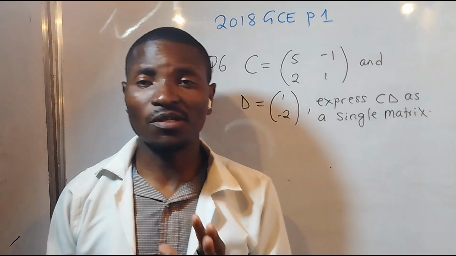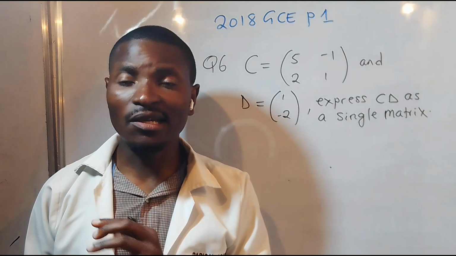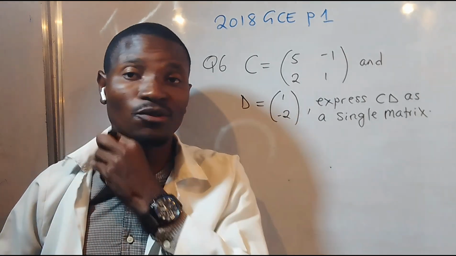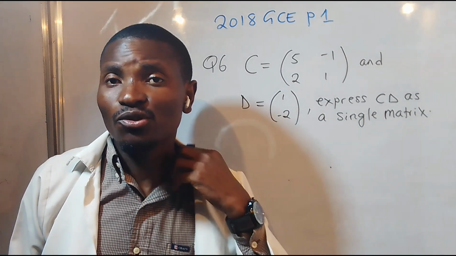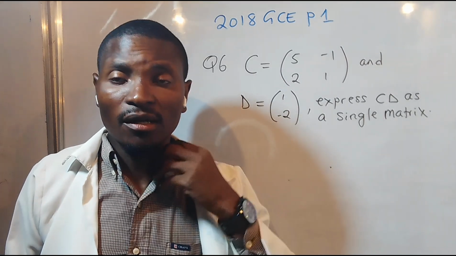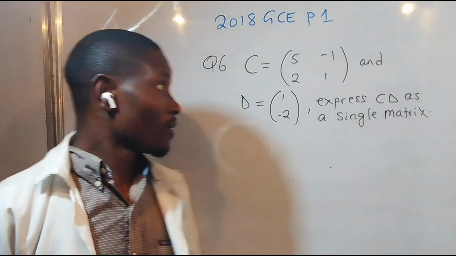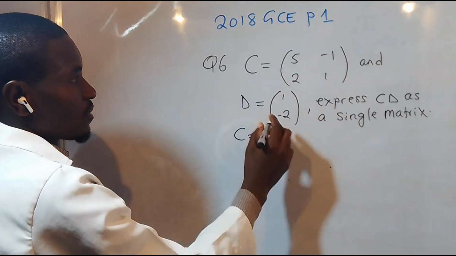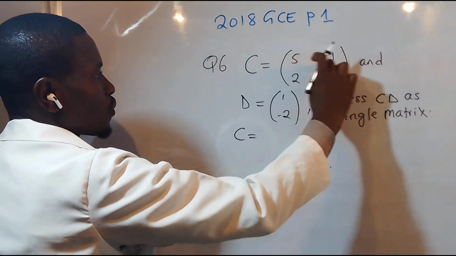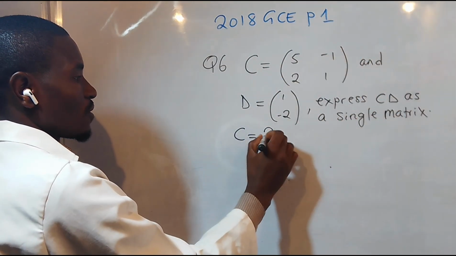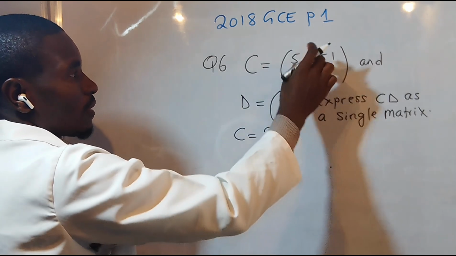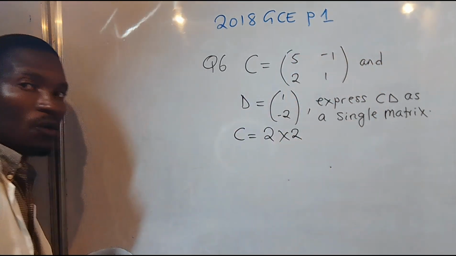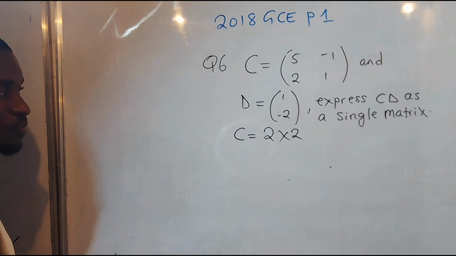Now, the most important thing to understand on this part, the key concept and the fundamentals that you have to use, is that you have to understand what is the order of the two matrices. So when you look at C as a 2 by 2, you start with the rows, so it's 2, and then the columns are 2. So for C, the order of this matrix is 2 by 2.